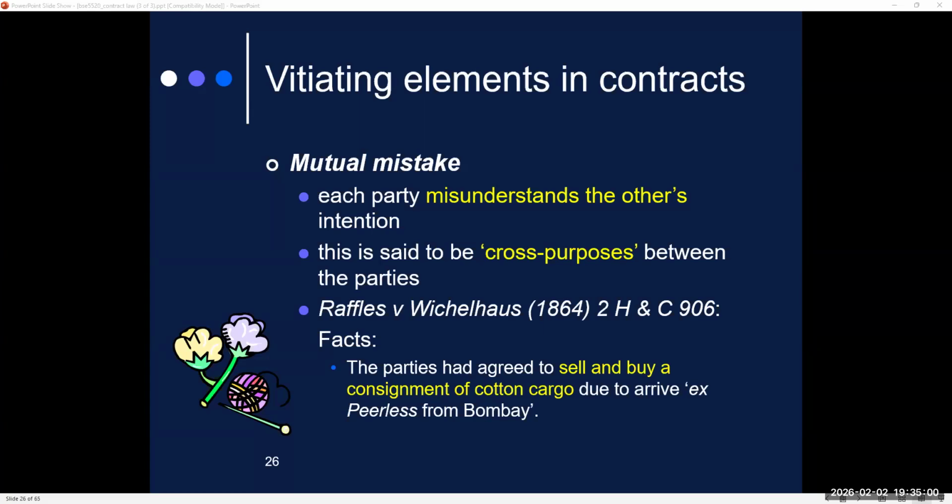When it comes to mistake, this term mutual means what? Each party misunderstands the other's intention. That means they do not make the same mistake mutually, but they both make a mistake, and that mistake is different, right? So this is said to be cross purposes between the parties, party A and B. If you just look at these two bullet points again, it seems not that straightforward to understand, right? So that's why we have to read precedents.